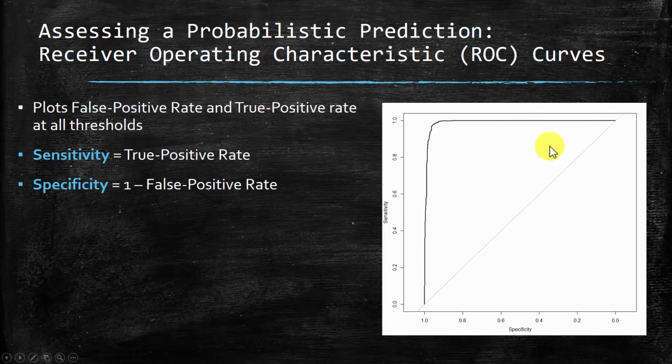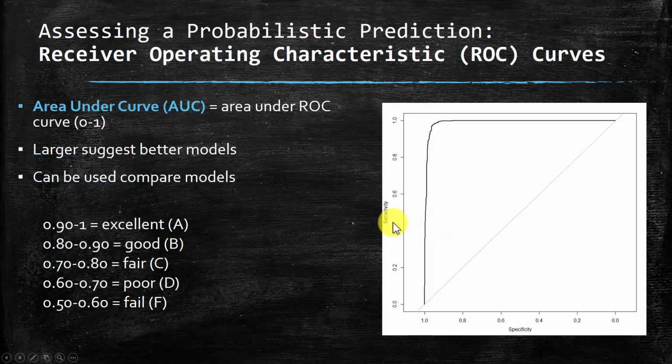So generally, the higher up this curve is, the better the result will be. To assess that numerically, we can calculate a value based on the area under this curve, called the area under curve, or the AUC value. So we calculate the AUC value for the ROC curve, the receiver operating characteristic curve.